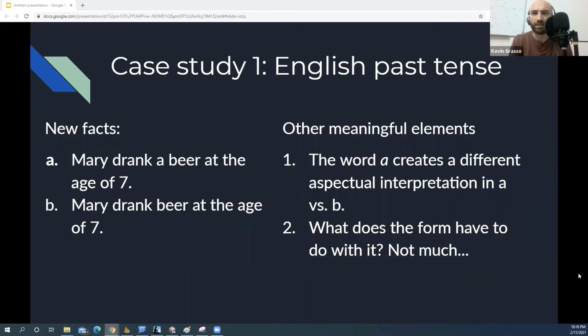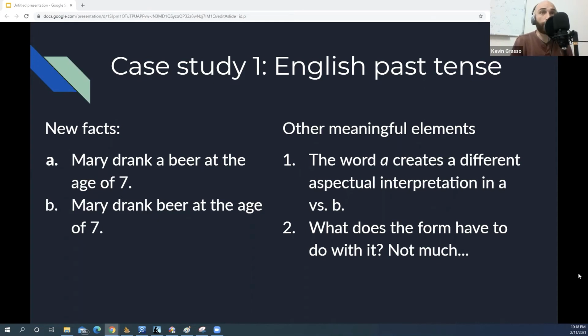And I think actually that makes sense for a lot of reasons, but we don't really have time to get into that. So next, let's look at just the English past tense with one really quick thing, and then we'll move on to Greek. So we have new facts here. This is an example of how other meaningful elements can determine how we understand verb forms.